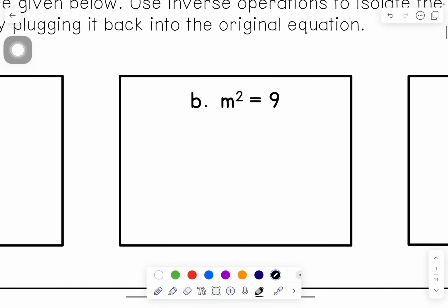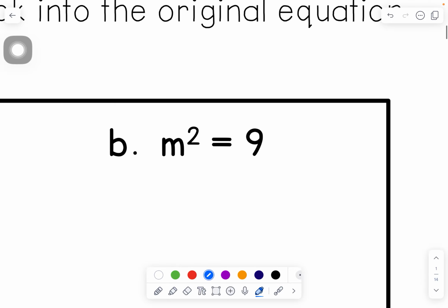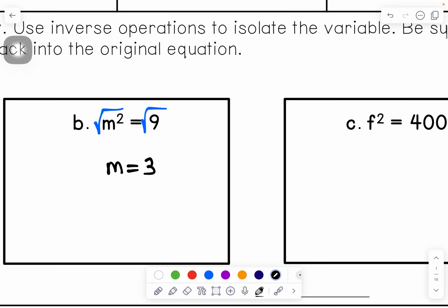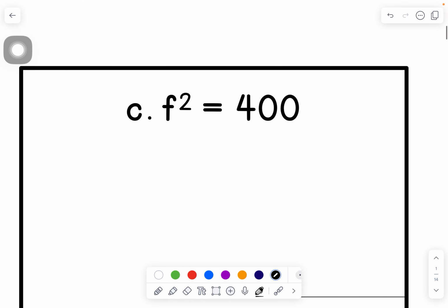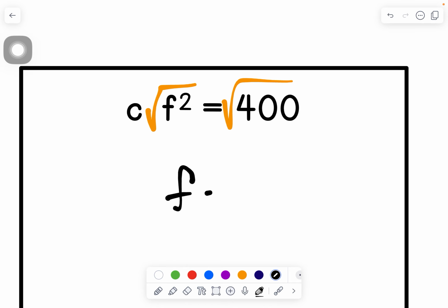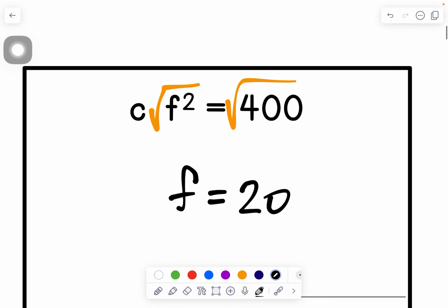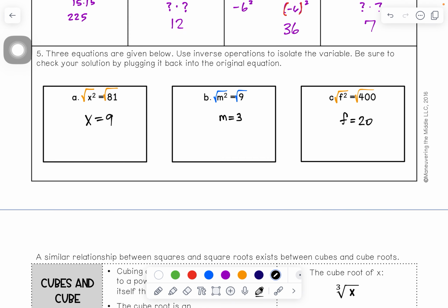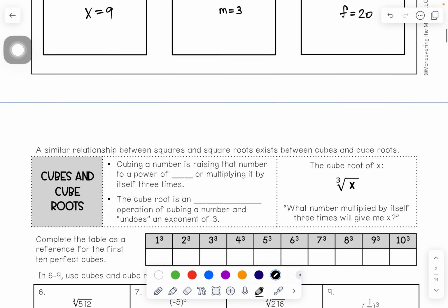M squared equals 9. Same idea: I'm going to square root both sides, and the square root of 9 gives me 3 for m. And then last up, I have f squared is 400. Same principle here: I'm going to square root both sides, and the square root of 400 is 20. I can always check myself too by saying, what is 20 times 20? Yes, that equals 400. All right, let's turn the page.